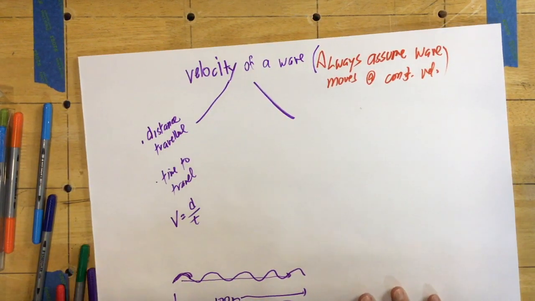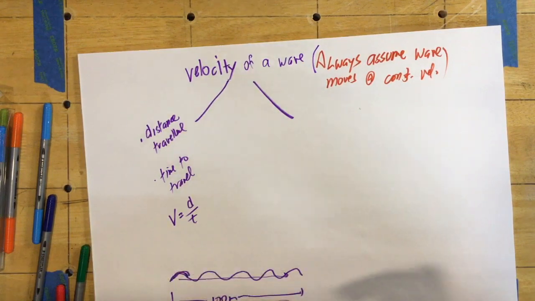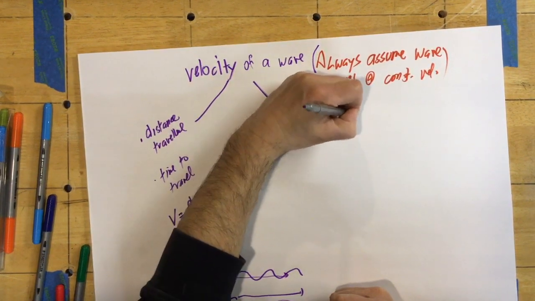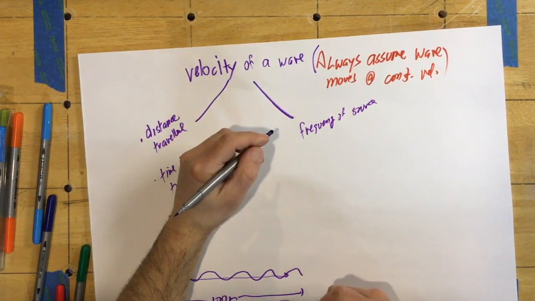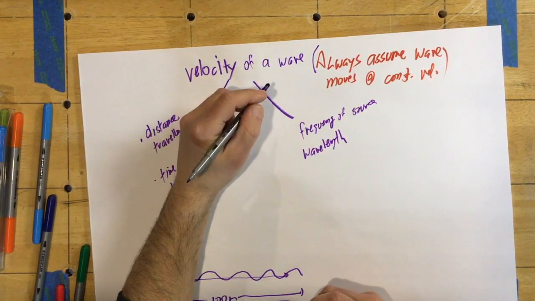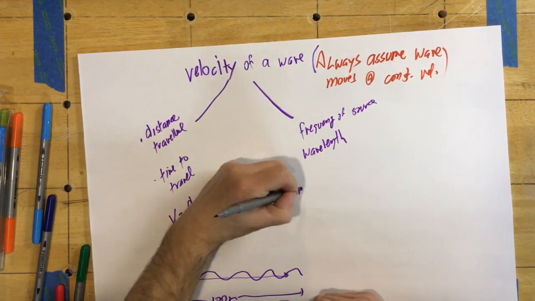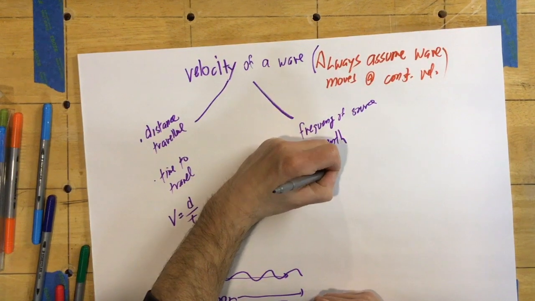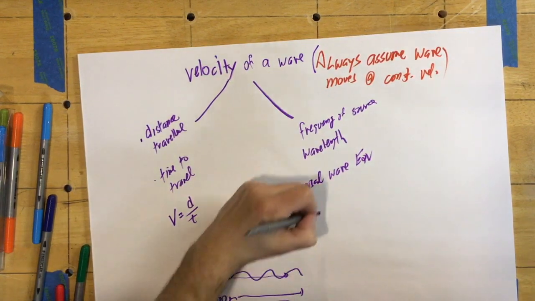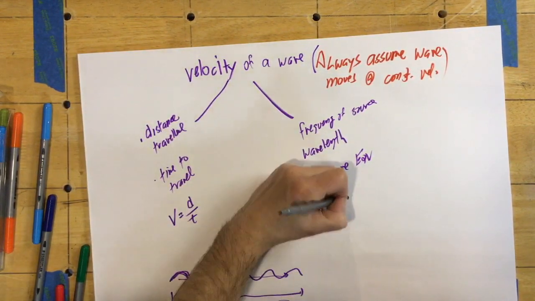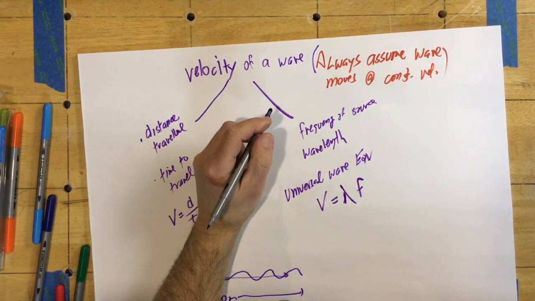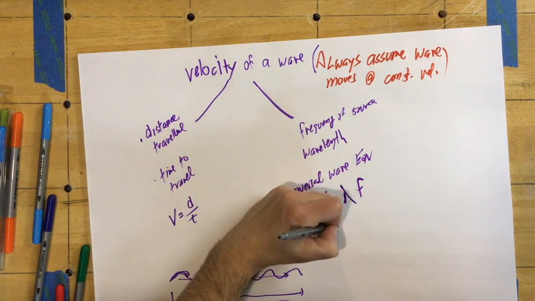However, if they don't give you that, but they give you the frequency of the source, so how many waves per second are being created, and they tell you the wavelength, there's what's called the universal wave equation. And it says, this always works, always, that the velocity of a wave can also be calculated by multiplying the wavelength of that wave by the frequency of the wave source.